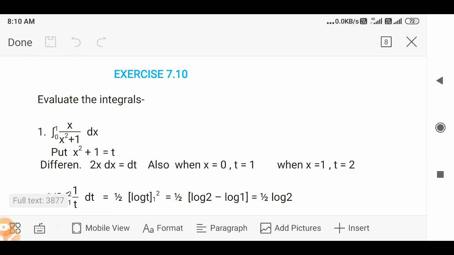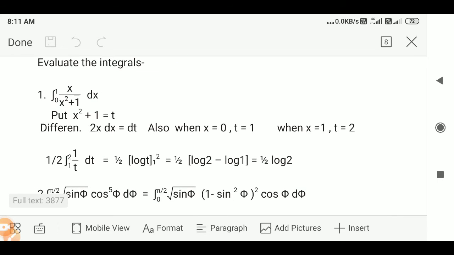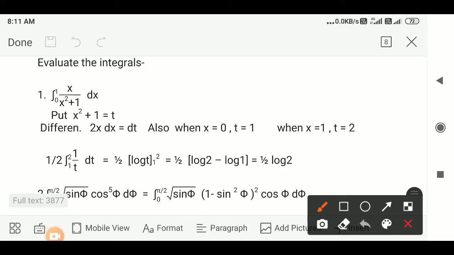So here the question is evaluate this. Both the exercises are of the same category. Now you have to solve some questions from 7.9 and some questions from 7.10. So you have to evaluate the integral of x upon x square plus 1 dx.